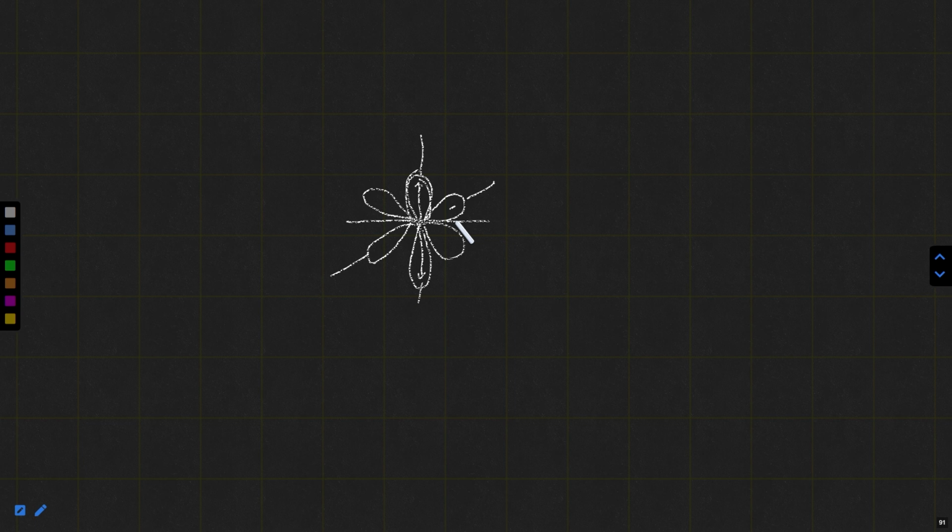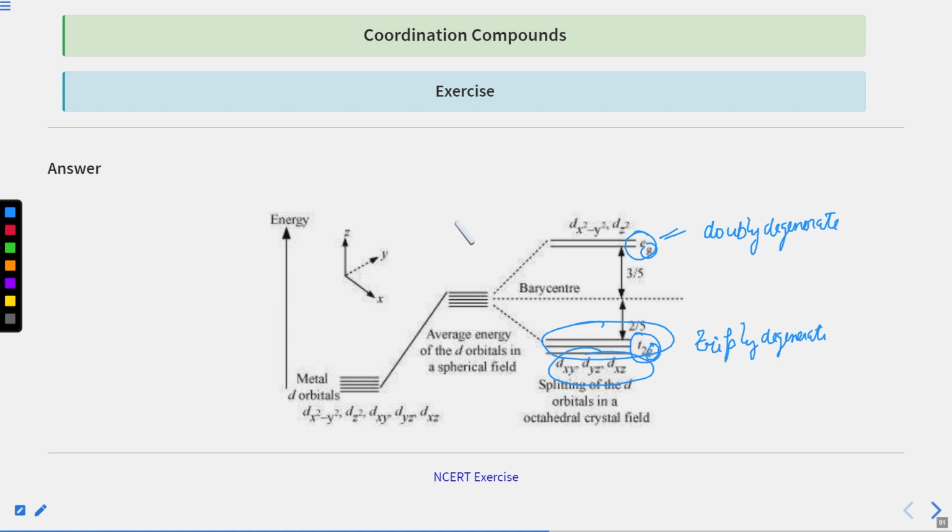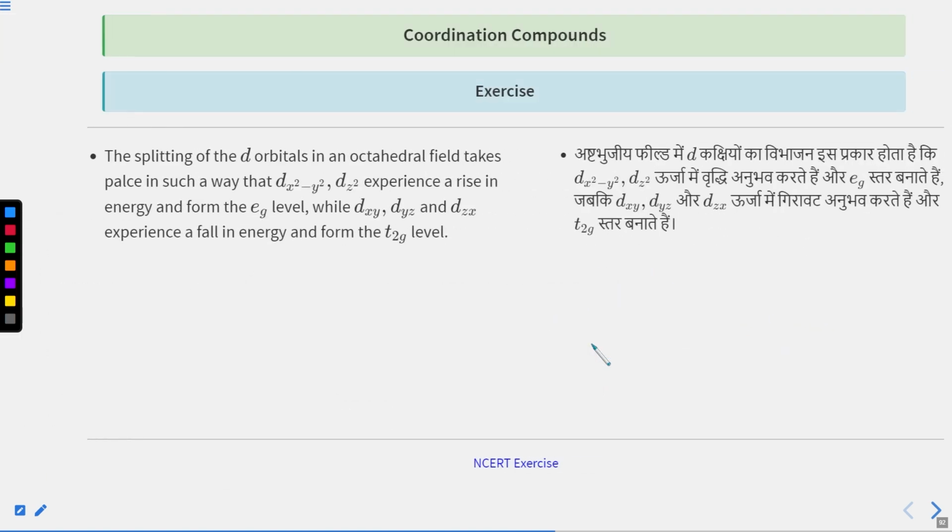Whereas in the case of tetrahedral, you will not find this t2g. You will find only e and t2 because they are not gerade. Okay, so this is the overall splitting of the d orbital, and you must be curious about this t2g and eg. So I have explained each of these terms. Right? Now, let us look at the explanation.